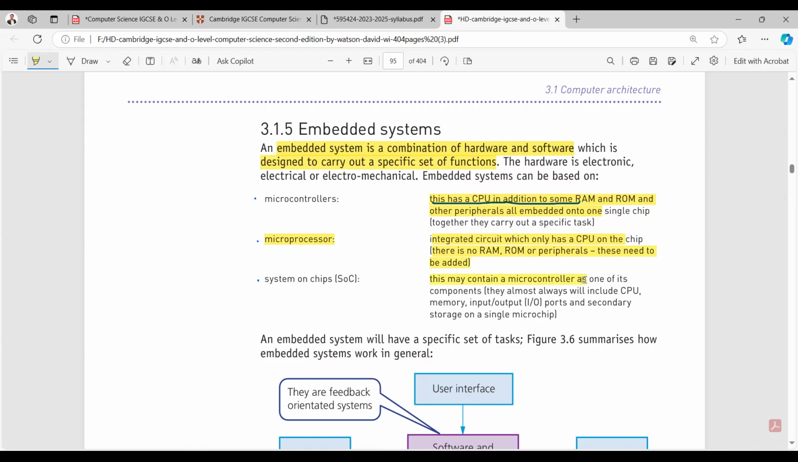सो दिस में कंटेन अ माइक्रो कंट्रोलर एज वन ऑफ इट्स कंपोनेंट. They almost always will include CPU, memory, input and output storage. तो आपके पास लास्ट होता है सिस्टम ऑन चिप्स. तो एम्बेडेड सिस्टम क्या है? ये बेसिकली एक कॉम्बिनेशन है हार्डवेयर और सॉफ्टवेयर का, जिससे आप अपने किसी भी टास्क को कंप्लीट कर सकते हो. और एम्बेडेड सिस्टम के अंदर तीन चीजें होती हैं. माइक्रो कंट्रोलर होता है, माइक्रो प्रोसेसर होता है, सिस्टम इन चिप्स होता है.